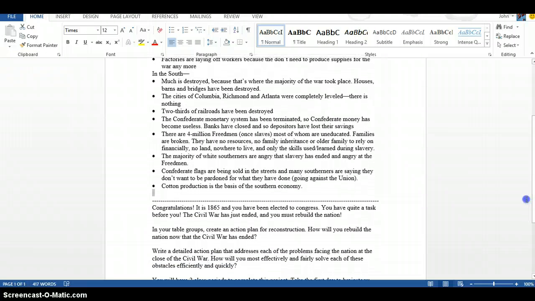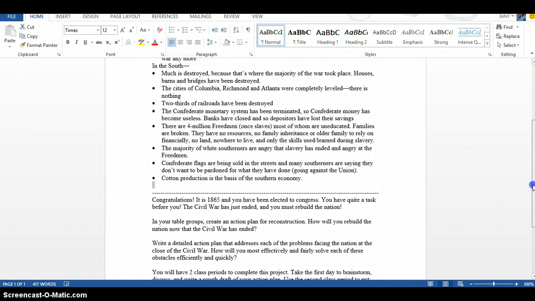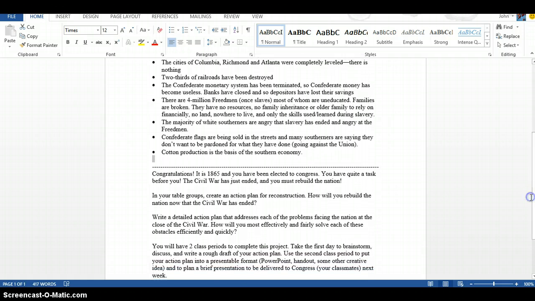So here's what we've got. It's 1865, you've been elected to Congress, you and/or your partner. The Civil War has ended and you've got to rebuild. So in your groups, you're going to create an action plan. How will you rebuild the nation now that the Civil War has ended? I need you to write a detailed plan of how you're going to address each of these problems up top, facing the nation. How will you effectively and fairly resolve each of these obstacles?